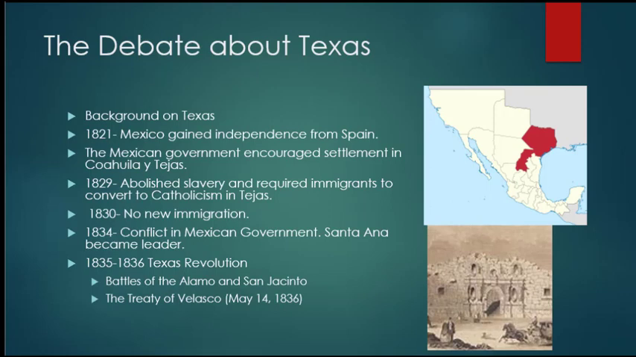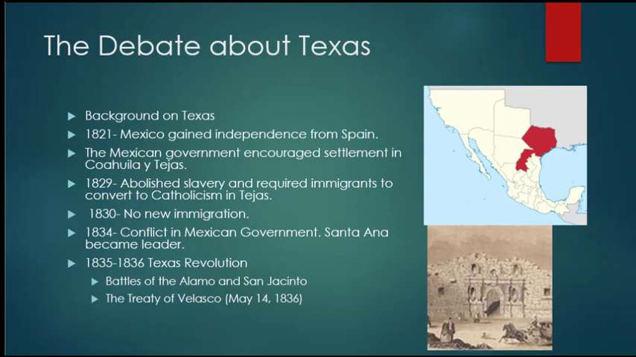One point to make here, Tejas, which will become Texas, its border at this time is at the Nueces River. So it's not at the Rio Grande, it's at the Nueces River. But these two places are put together to make one state, Coahuila y Tejas. And the Mexican government really encourages settlers to live in Coahuila y Tejas. One reason they do this, the Comanches are there, and the Comanches are very powerful in this area, and they really hope to create a buffer zone between Mexico and the Comanche people.